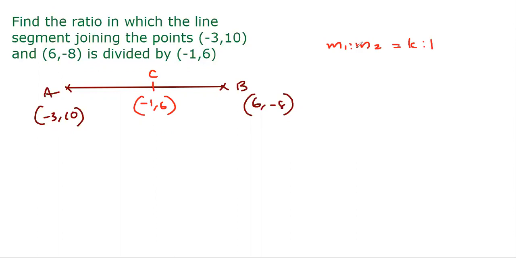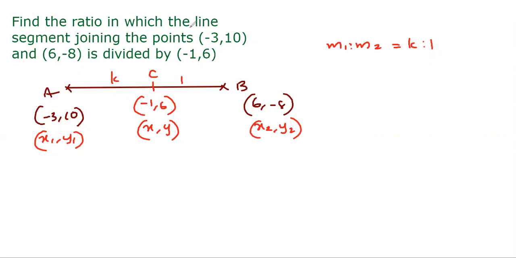So I am specifying that the ratio of division, that is m1 is to m2, is assumed to be k is to 1. On applying the section formula, you are going to get the coordinates of this point, and it is already known, that is x, y is a known quantity here. Now here this is x1 y1 and this is x2 y2, and the ratio of division we took as k is to 1. So we can apply the same formula here.